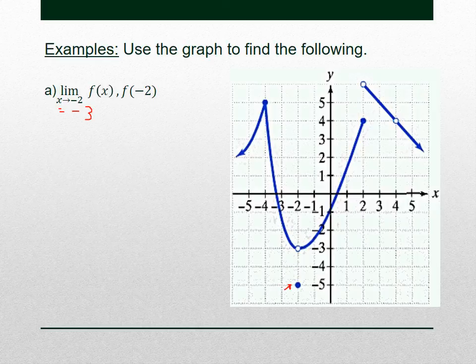Right, what about f of -2? Well, that's this solid dot right here. Right, so what is that? That means that at -2 we were at height -5, so that is -5. And notice those don't have to be the same thing. Where a function gets close to as you go to -2 does not have to be the same as what the function is defined to be. All right, what about as x approaches 2?